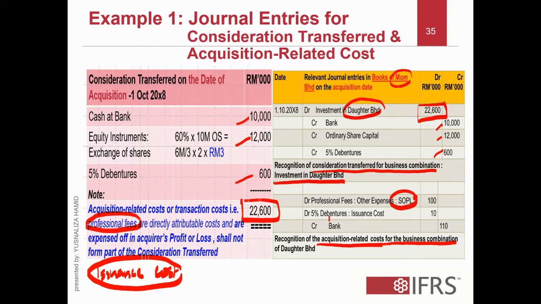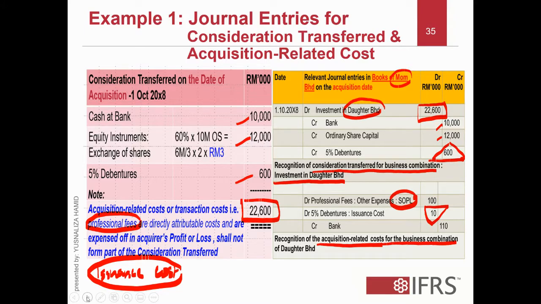And the debenture, if you see earlier, you issue the debenture, and the issuance costs will now be offset against the amount of the debenture that was earlier issued. Therefore, debit the 5% debenture to reflect the issuance cost, which is to reduce the carrying amount of the debenture, and credit bank 110,000. Right, so that was the journal entry.